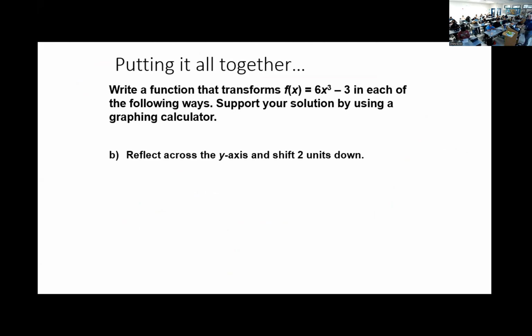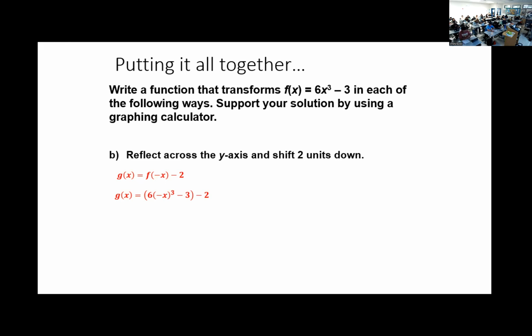All right, let's try another one here. I'm going to use the same f of x, but I want to reflect across the y-axis and shift 2 units down. So let's rewrite this. If I'm reflecting across the y-axis, that means I'm just changing the x inside of the function. And then I'm going to shift 2 units down, so minus 2. Let's take our f of x and substitute negative x in. That's 6 times negative x cubed minus 3 minus 2.